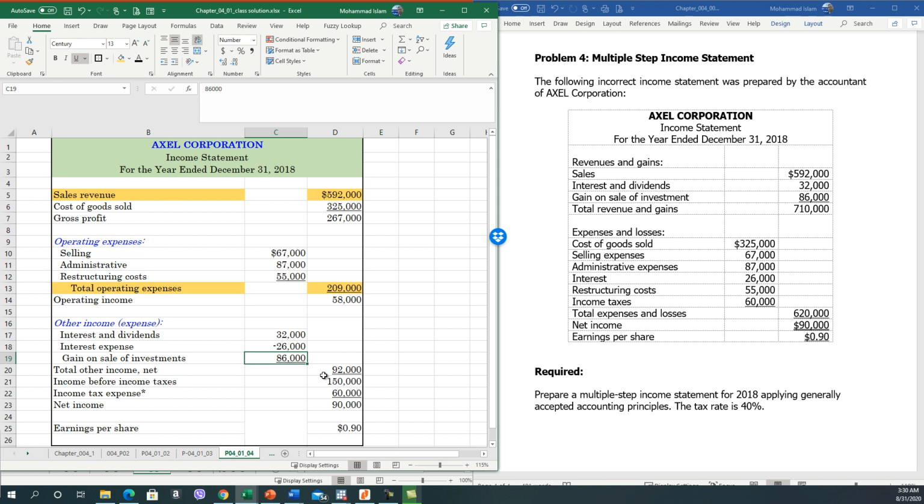So the net of these three is 92,000, and income before income taxes. This one, income tax is 60,000, that is 40% of 150,000, and net income is 90,000. See, earnings per share is 0.9.